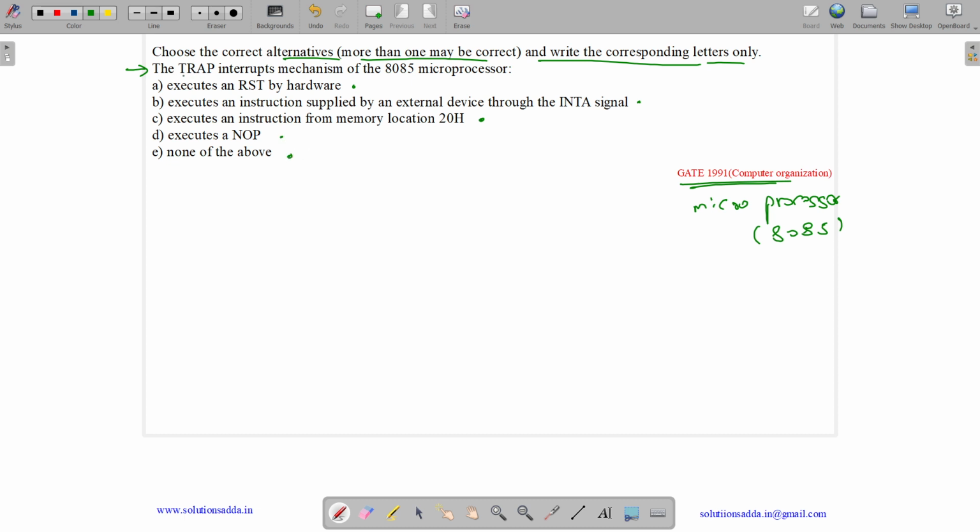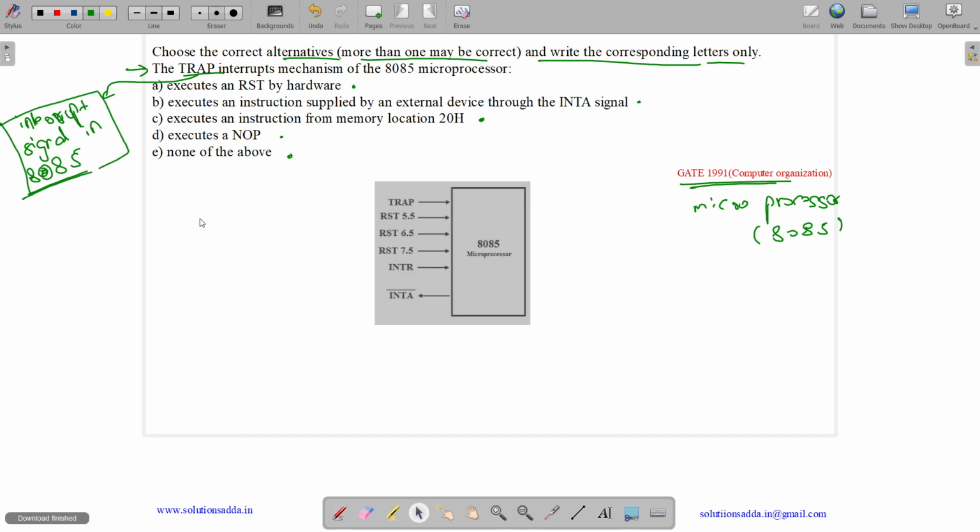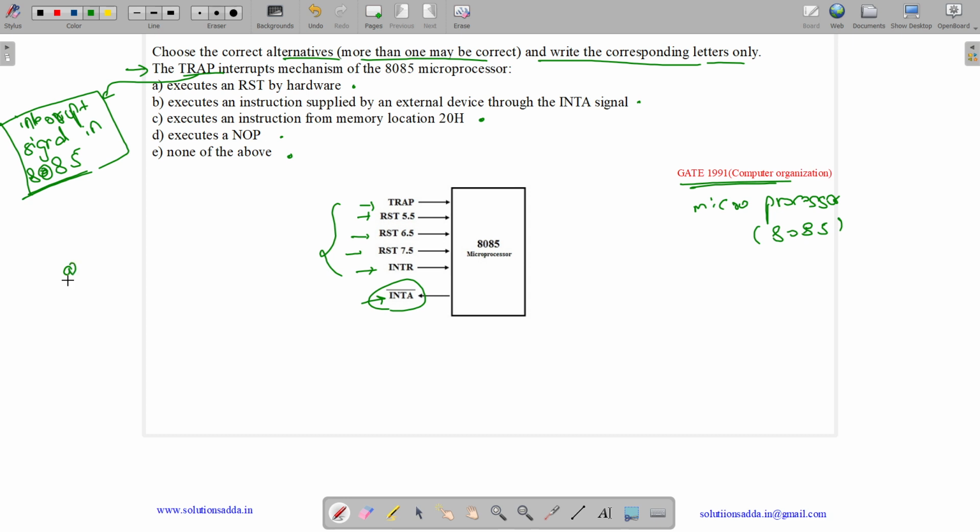So what is basically this trap? Trap is basically an interrupt signal in 8085. Whenever a hardware device wants to perform some operation, it sends an interrupt to the CPU. So what are the various types of interrupts in 8085? In 8085 we have trap interrupt, RST 7.5, 6.5, 5.5. We have INTR and we have INTA. INTA is active low and the rest are active high interrupts. So let us see all the options one by one.